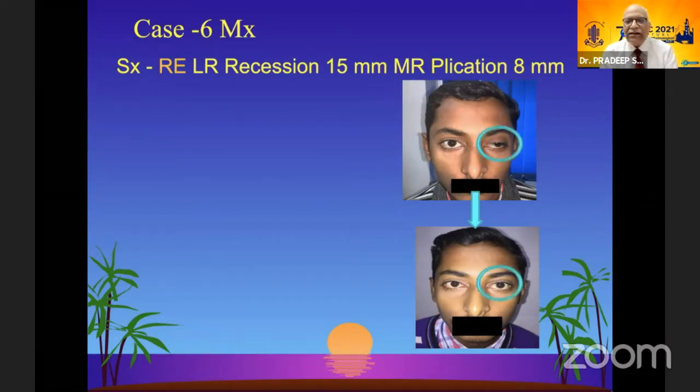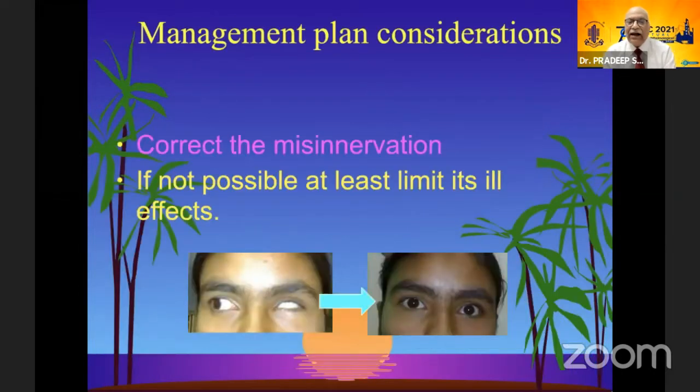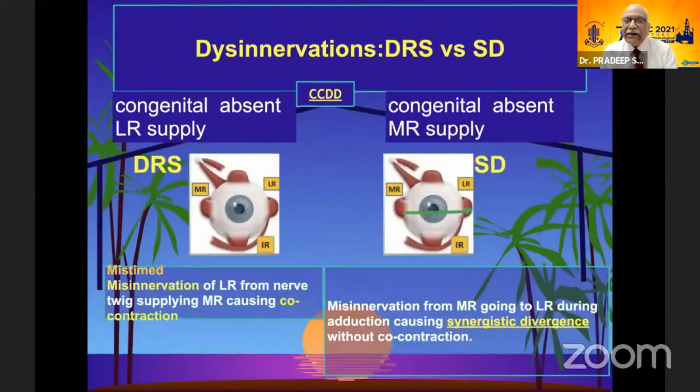So this is another thing which you have to keep in mind. Just analyze, find out the misinnervation, and then correct the misinnervation. If it is not possible to correct the misinnervation fully, then we have to limit its ill effects, like in Duane's retraction syndrome, as you have seen we do. The same disinnervations are the hallmark of the congenital cranial dysinnervation disorders. Most of these CCDDs have a primary misinnervation, a lack of innervation coming to that nerve, the muscle, and a secondary misinnervation in the form of an aberrant innervation which is happening.